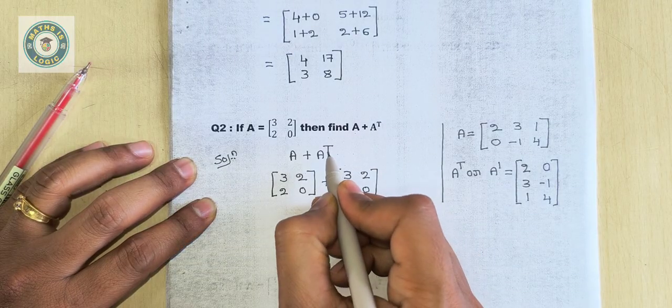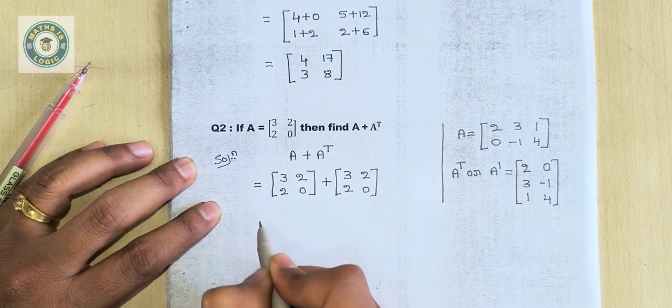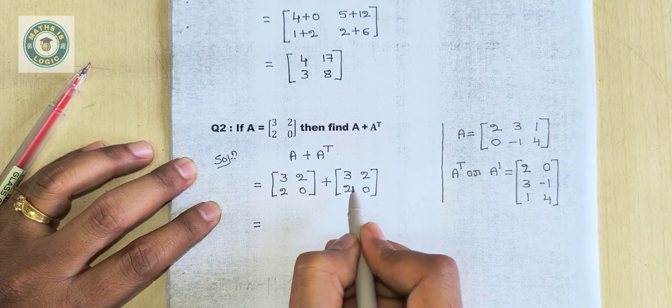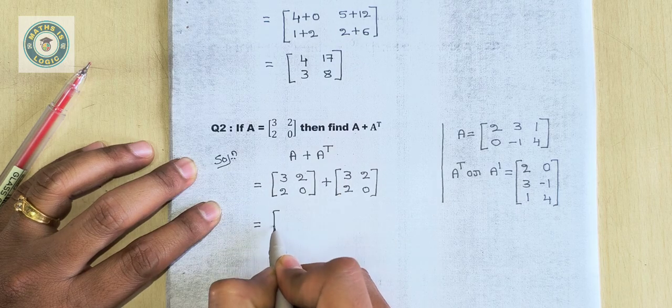So this is what we call the transpose of a matrix. Next, after this, add these two matrices. Similarly, corresponding elements we need to add.